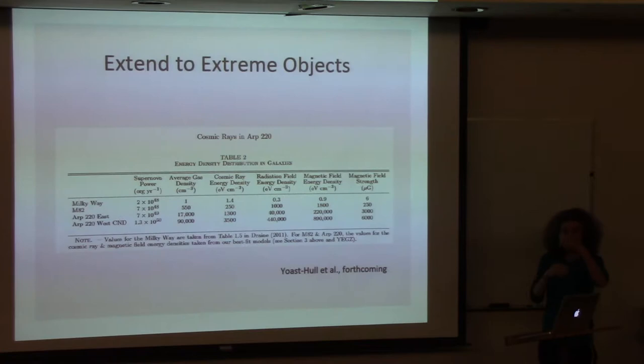There are two nuclei, and so we found that the cosmic ray energy density is not keeping pace with the magnetic energy density and the radiation energy density. So in the Milky Way, these things are all in rough equipartition, but when we go to ARP 220, the magnetic field is up by a factor of 1,000, so the magnetic energy density is up by 1,000,000, but the cosmic ray energy density is up by less than 3,000. So the cosmic rays are not keeping pace with the other constituents of the interstellar medium.